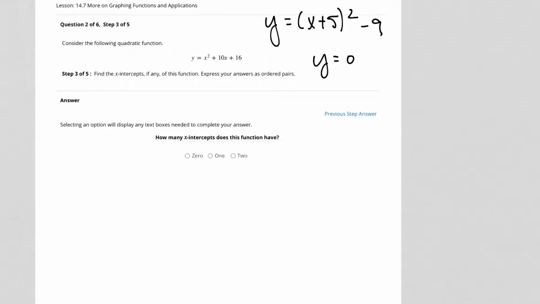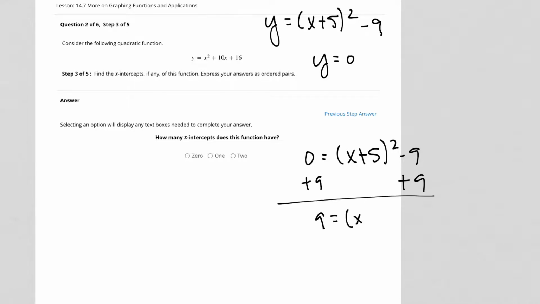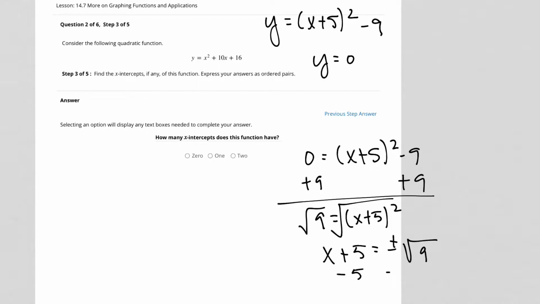So that gives me 0 equals x plus 5 squared minus 9. And so then I'm going to add 9 to both sides. 9 equals x plus 5 squared. This is isolating the squared term, so I'm going to take the square root of both sides. That is x plus 5 equals plus or minus the square root of 9. Subtract 5. x equals negative 5 plus or minus 3.